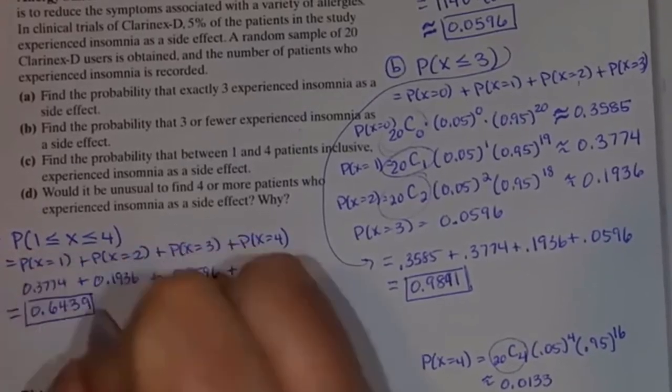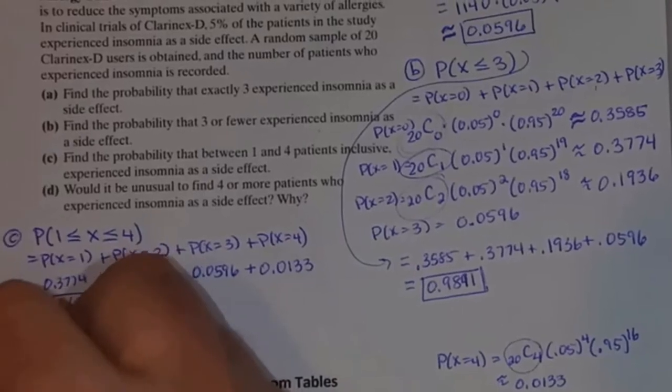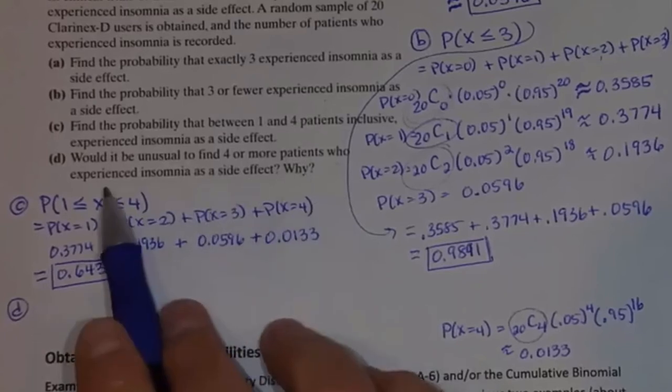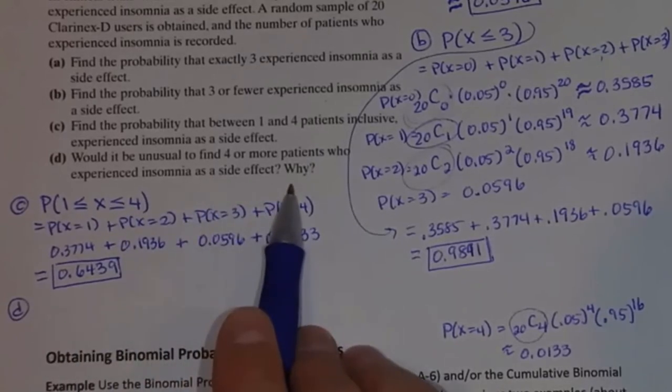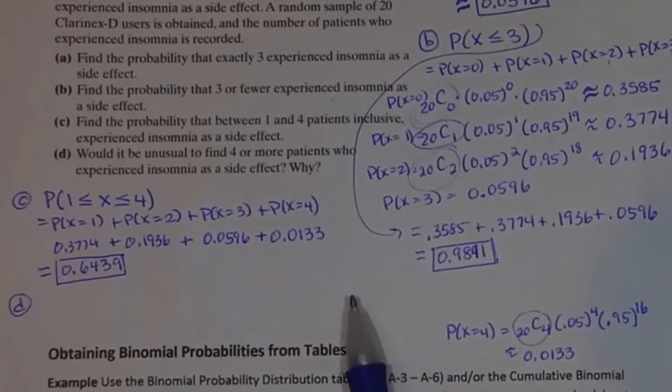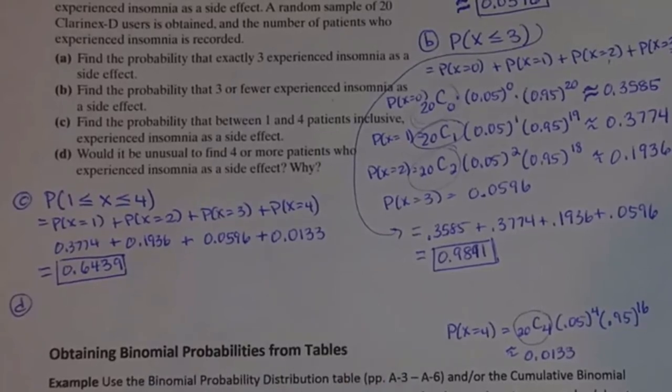D. Would it be unusual to find 4 or more patients who experience insomnia as a side effect, and why? Now, that question's actually a little bit misworded, in my opinion. What they really mean by this is, in our sample of 20, if we randomly select 20 of them, would it be unusual for 4 or more of them to suffer insomnia as a side effect? So it's not really about finding them, but would we have them in our sample, 4 or more?